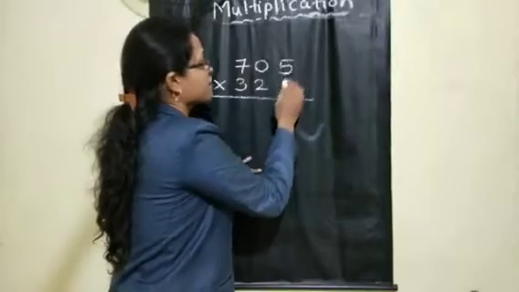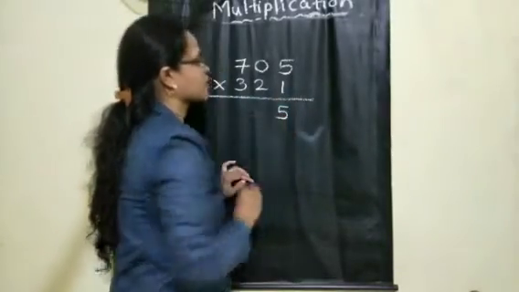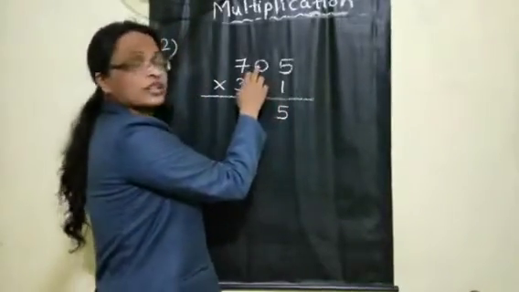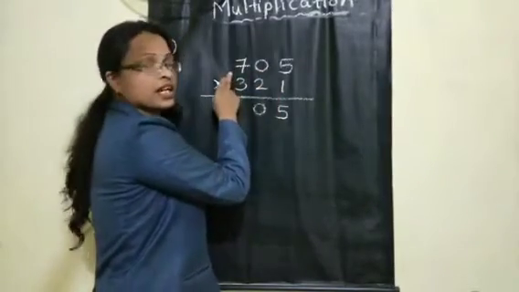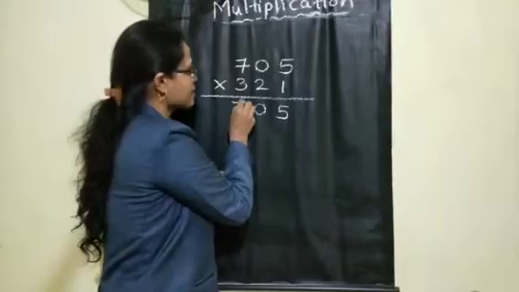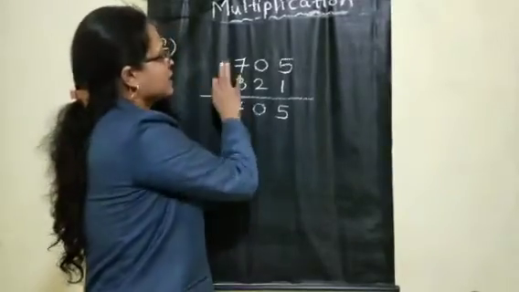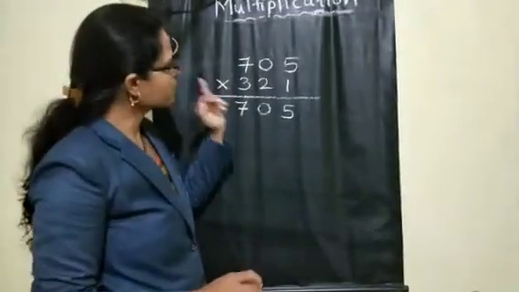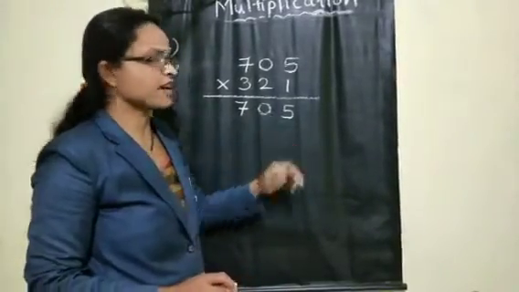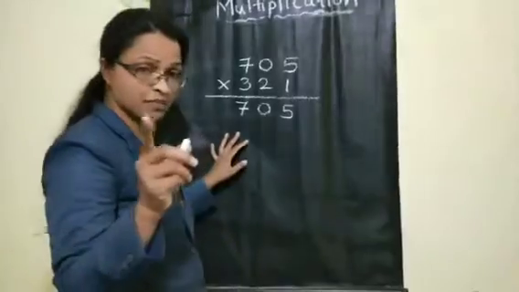So 5 ones are 5. Now let us move to the tens place. 0 ones are 0. And then for the 100 place, 7 ones are 7. Any other number there? No. So here there is no carry and all. So we are getting the answer 705 in the first step. Our first step is over.